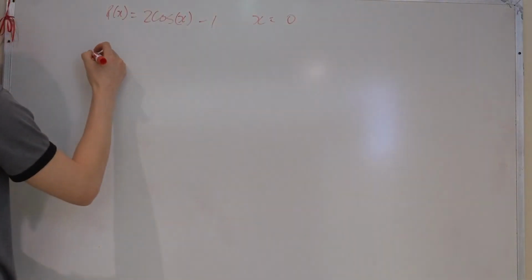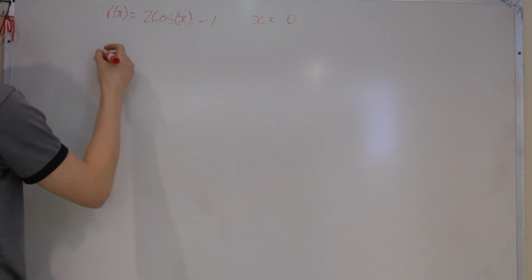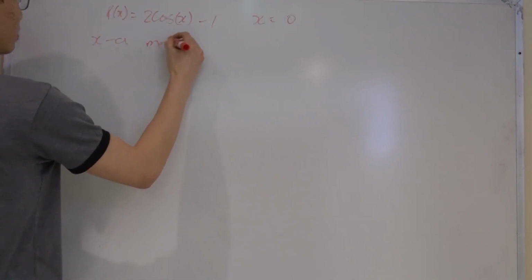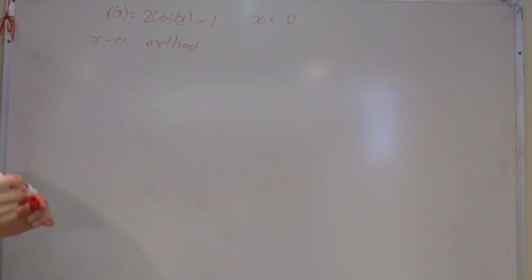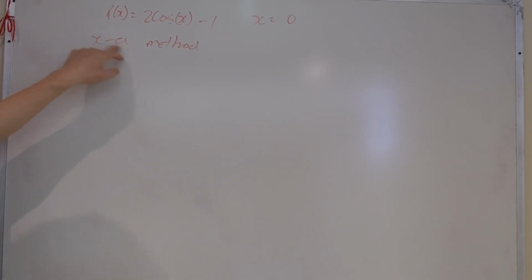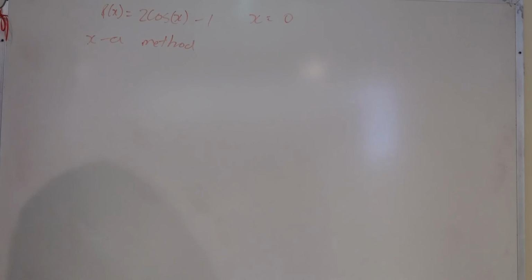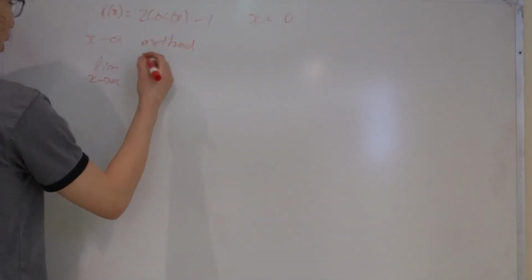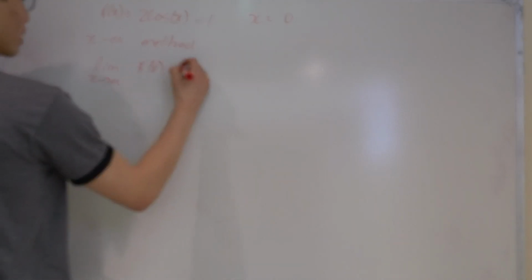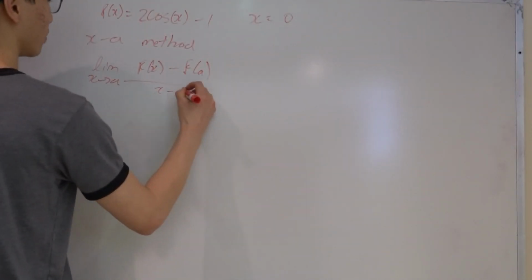And I'm going to use the x minus a method. When you're doing your homework, you don't have to tell me what method you're using. I'll know just by looking at it. It should be clear what method you're using. Don't change the letters or anything. So remember the x minus a method, we have to use this expression: the limit as x approaches a of f of x minus f of a, all over x minus a.